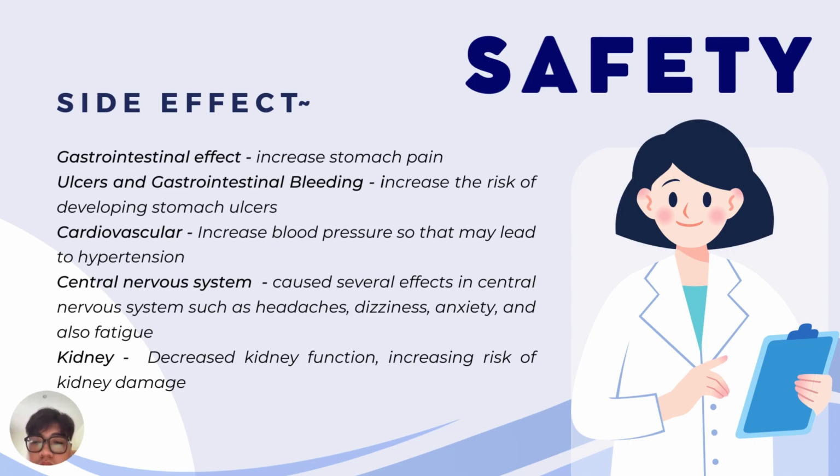There are also ulcers and gastrointestinal bleeding. Indomethacin may increase the risk of developing stomach ulcers or gastrointestinal bleeding, especially in people with a history of stomach ulcers or gastrointestinal bleeding, or in people taking high doses for a long period of time. Cardiovascular: increased blood pressure, which may lead to hypertension and also swelling caused by fluid retention. Central nervous system. Indomethacin may cause several effects in the central nervous system such as headache, dizziness, anxiety, and also fatigue.